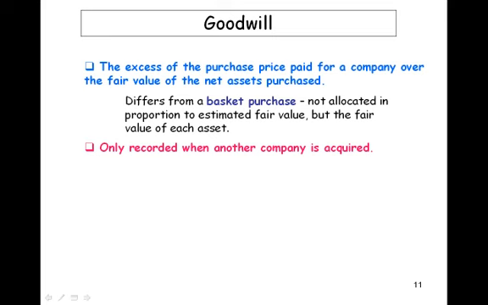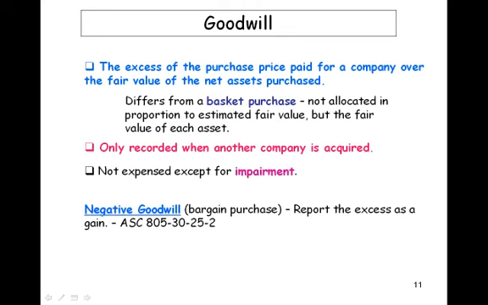Remember that goodwill can only be recorded when another company is acquired. Goodwill is not expensed unless it becomes impaired. Sometimes a company can be purchased for less than the fair value of its net assets when the company is having financial or operating difficulties. Such companies are worth less than their net assets. This is called negative goodwill and is reported as a gain.